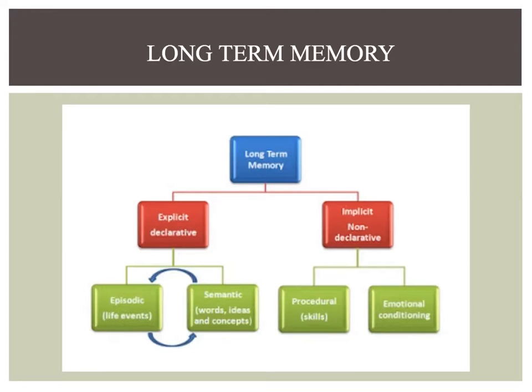Whereas implicit memory is more procedural memory, or muscle memory, if you will. It's skills or emotional conditioning. Like when you see someone frown, you know that they're sad. That's more implicit, or non-declarative. Let's go into more detail.